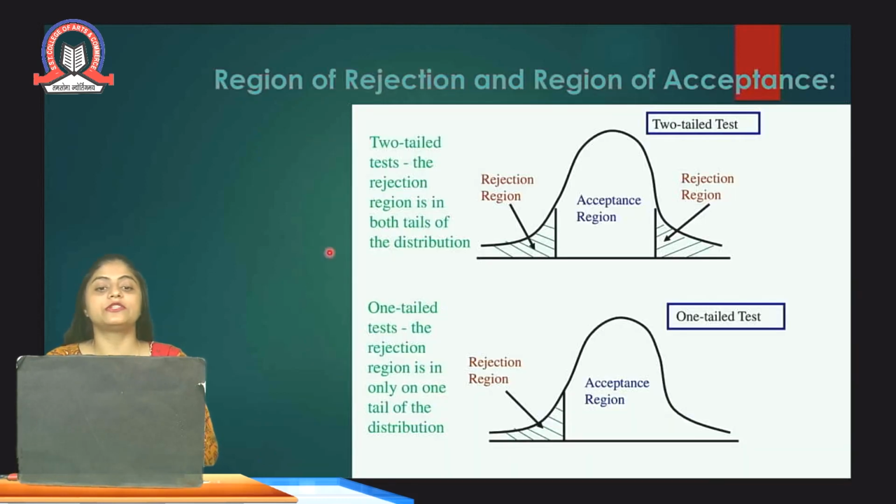The next step is region of acceptance and region of rejection. What is this? In this, there are the two-tailed test and the one-tailed test. In a two-tailed test, the rejection region is in both tails of the distribution. You can see on both sides there is a rejection area, and in the center is the acceptance region. In the case of a one-tailed test, one side is the rejection area and the entire rest is the acceptance region.